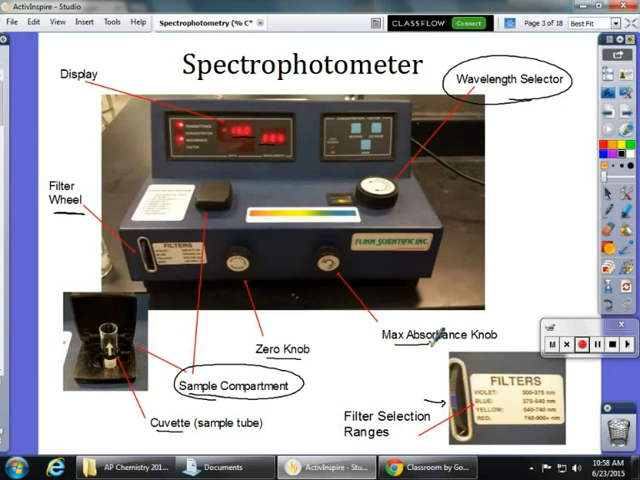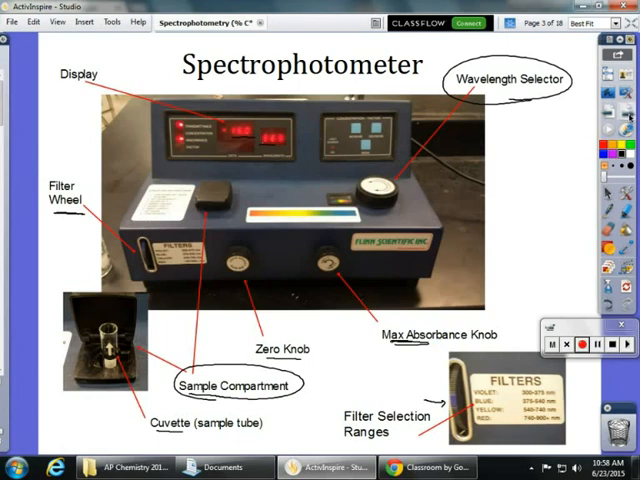First of all, we're going to set it to be 0% transmittance, right? Blanked out. And then we're going to put a blank sample in, one that contains just water. This is our blank. And we're going to set that with the other one, which is our max absorbance knob. We're going to turn that to 100% T. Now, I'll show you that in just a second.